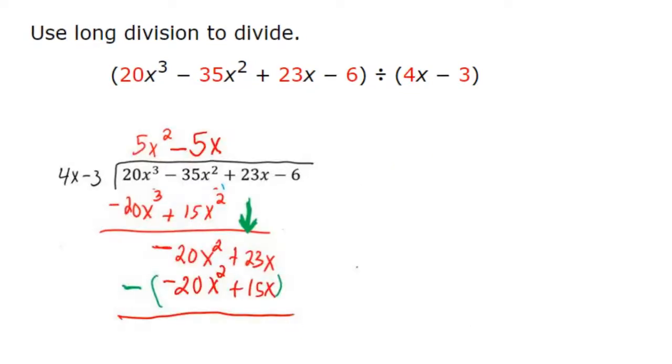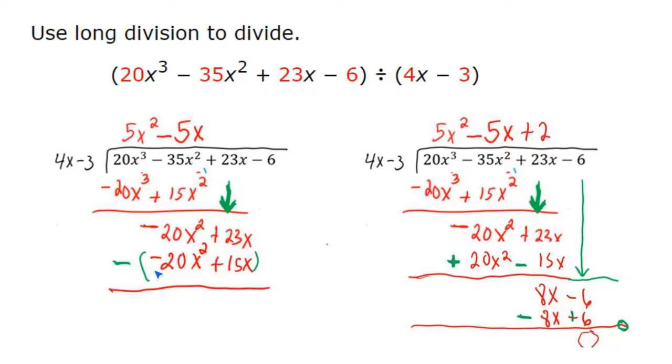And so let me just rewrite it here, right? So we're going to look at the negative 20x squared and the 4x. How many times does 4x go into negative 20x squared? And it goes in negative 5x times, right? So negative 5x times 4x is going to be a negative 20x squared. Negative 5x times negative 3 is positive 15x. Don't forget, we're subtracting the entire thing.